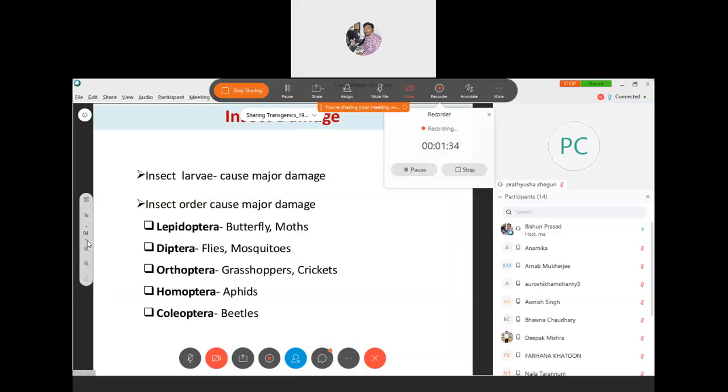So what we can do, we can go for the transgenic strategies, and this slide is showing the different orders of insects which cause damage. The first one is very important, Lepidopteran pest, for example butterfly and moth. Then Diptera, the examples are flies and mosquitoes. Orthoptera, examples are grasshopper and cricket. Hemiptera, aphids, and Coleoptera, beetles. So these are the major concerns. These are the larvae, and the insect larvae make huge damage to the crop plant.